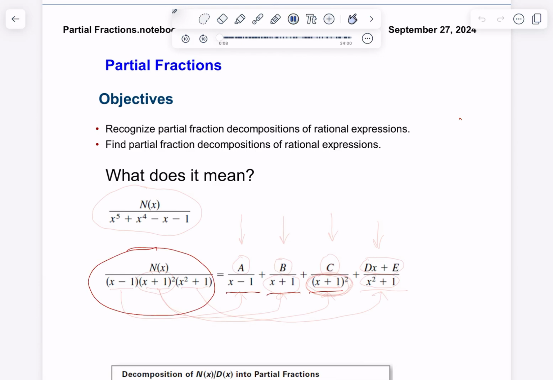Today's objective is to learn decomposition of a rational function into a summation of partial fractions. In the original rational function, its denominator has 1, 2, 3 distinct irreducible factors. Each one of them will introduce a term in the decomposition. This one.